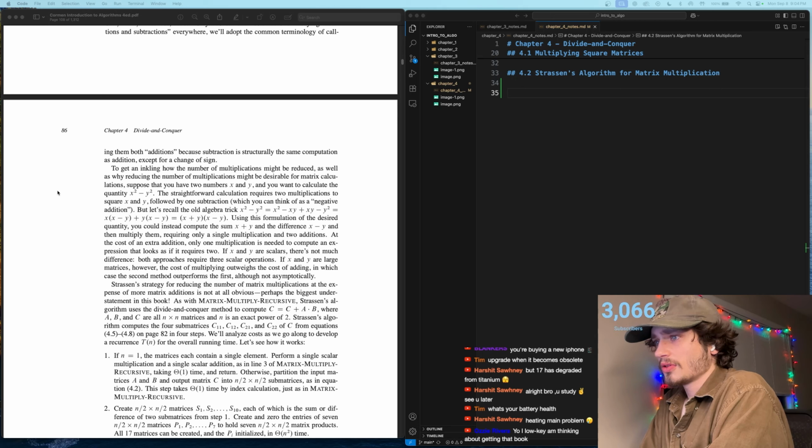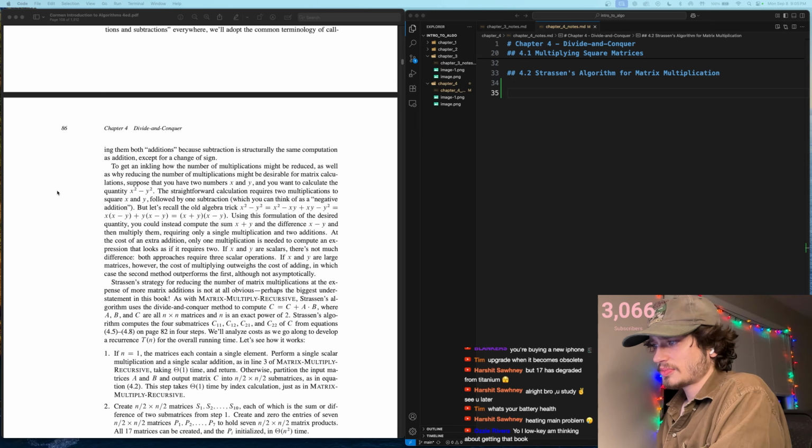If x and y are large matrices, however, the cost of multiplying outweighs the cost of adding, in which case the second method outperforms the first, although not asymptotically. Strassen's strategy for reducing the number of matrix multiplications at the expense of more matrix additions is not at all obvious, perhaps the biggest understatement in this book.